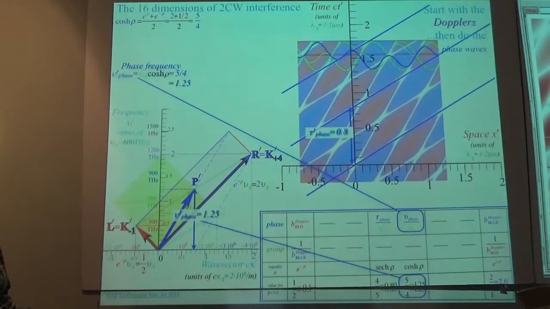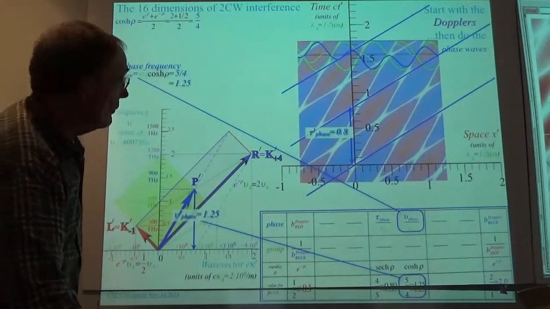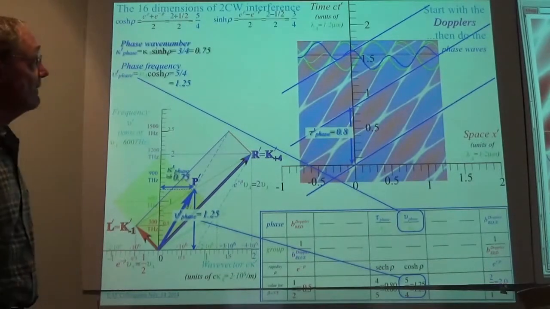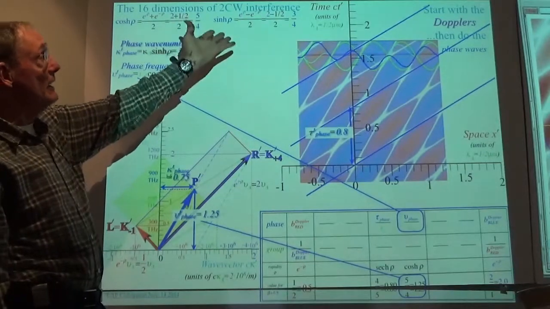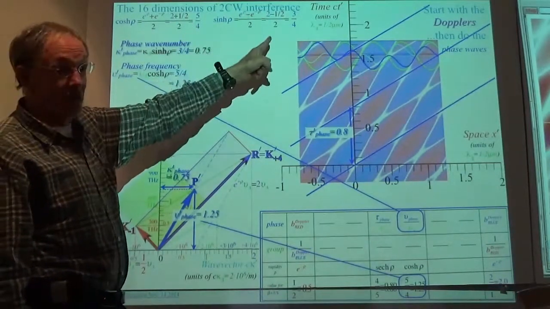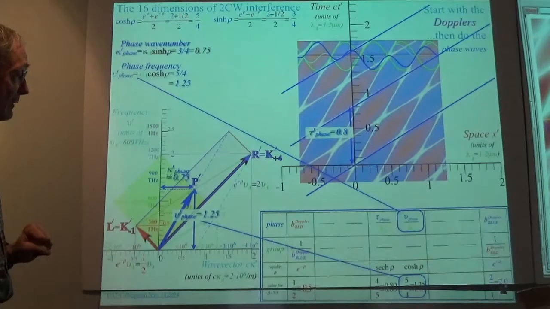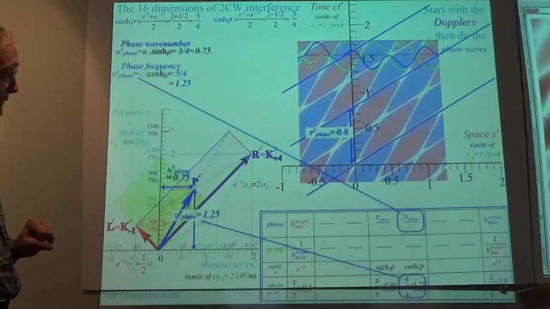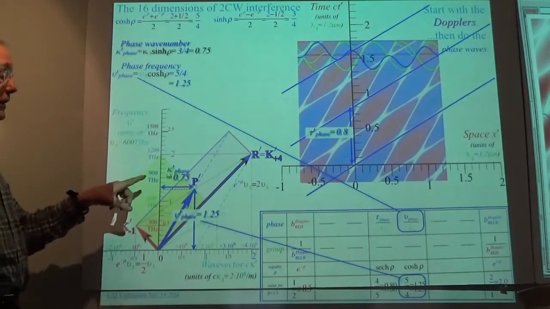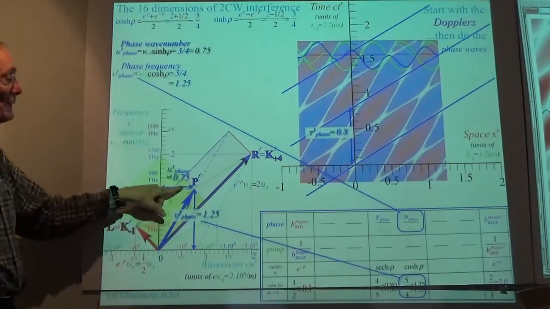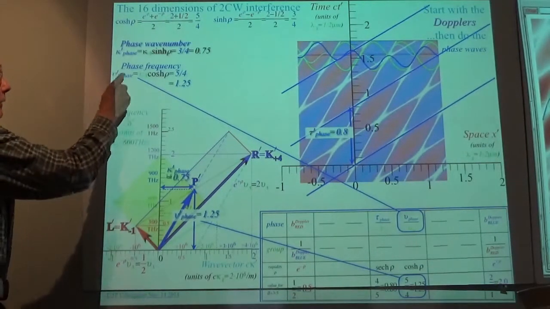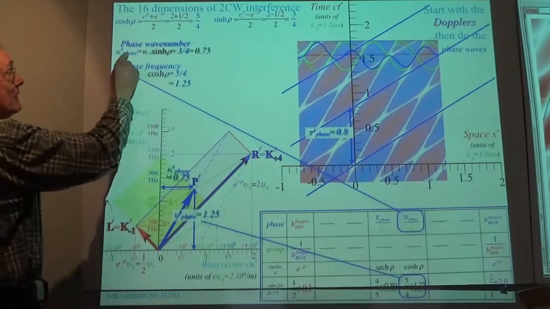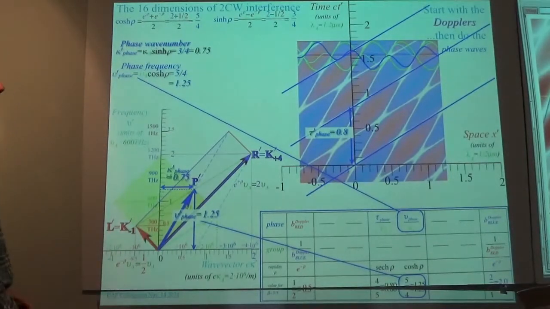Okay, so far so good? Well, there's also hyperbolic sine. It's 2 minus 1/2. Okay, that's 3/2 divided by 2. 3/4. I'm sorry, 3/4. What am I talking about? I should know that much arithmetic, shouldn't I? Okay? So, one of these is the phase frequency, the other is the phase wave number.